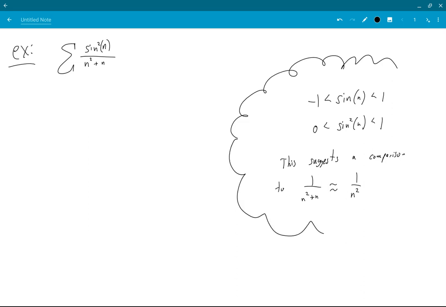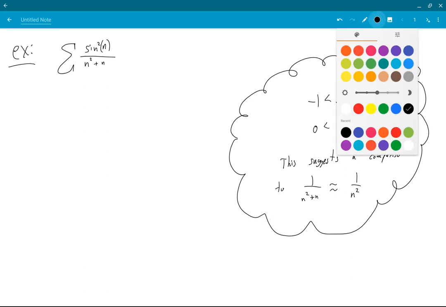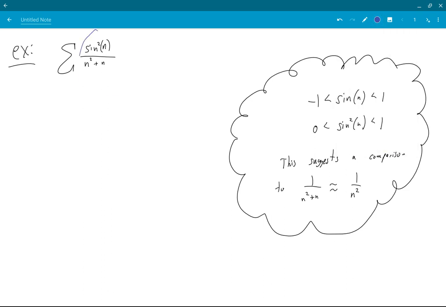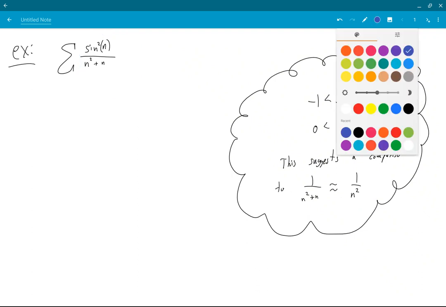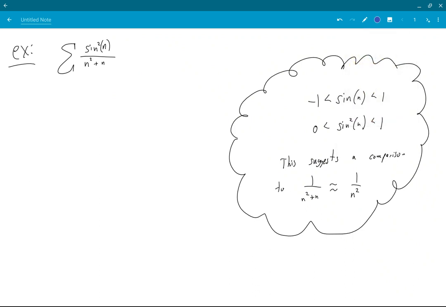Okay, so this is just me thinking, strategizing. How am I going to approach this? Well, I'm going to take my awkward summand and try to compare it with an inequality to just 1 over n squared. So that gives me a goal to shoot for. So sine squared n over n squared plus n.